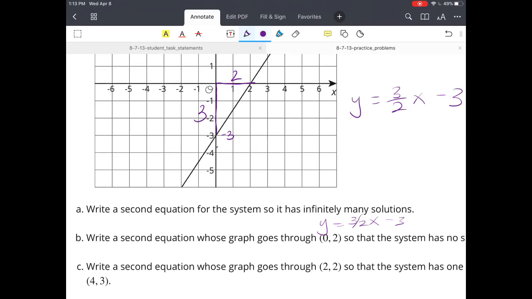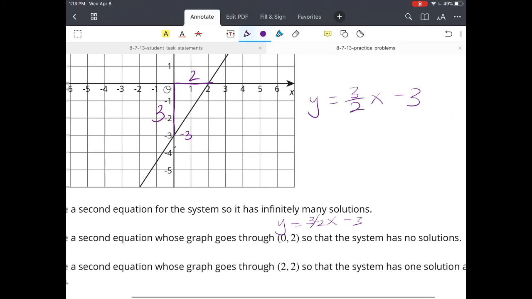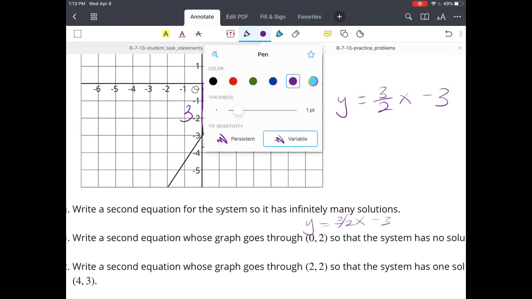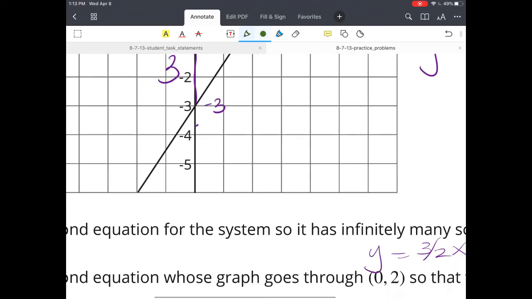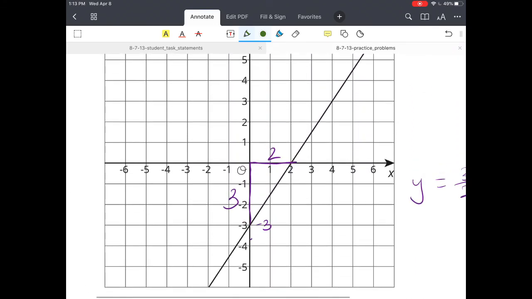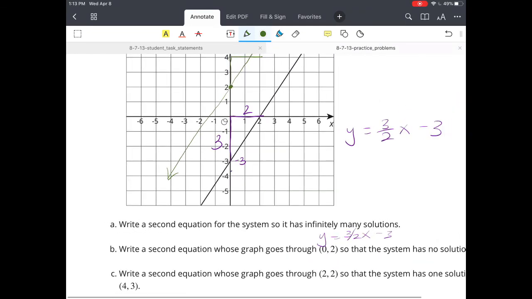Write a second equation whose graph goes through 0, 2 so that the system has no solutions. So using a different colored pen, we want the equation to go through the point 0, 2, but we also want it to have no solutions. Okay, what this means is the two graphs are going to be parallel, so they have the same slope, 3 over 2. So it's going to look something like this. And so the equation would be the same slope, but different y-intercept.